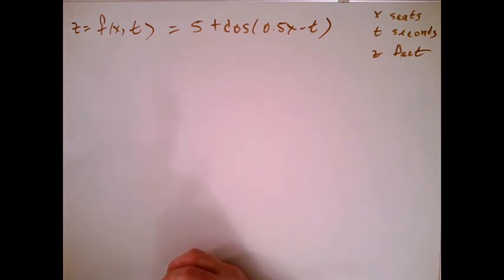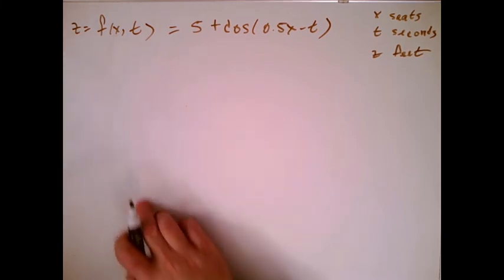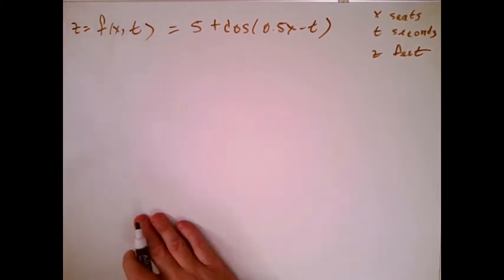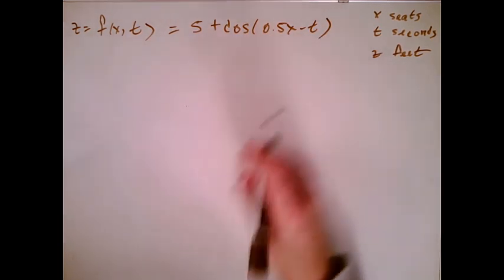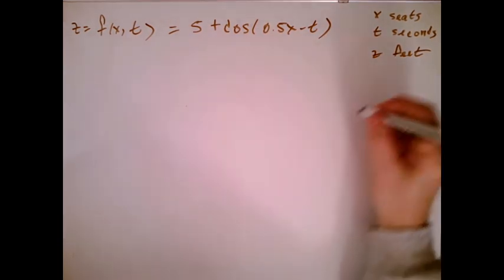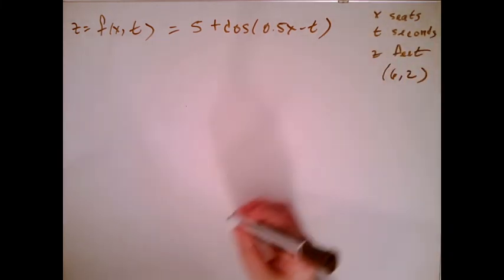Let's look at our stadium wave function and interpret a function value and take two derivatives and interpret each of the derivative values. Just a reminder that z is the height of the head of the person who's sitting in seat X, t seconds after the wave began. Here's the formula. The point I want to pick, I think, is just (6,2). So let's plug that in first.